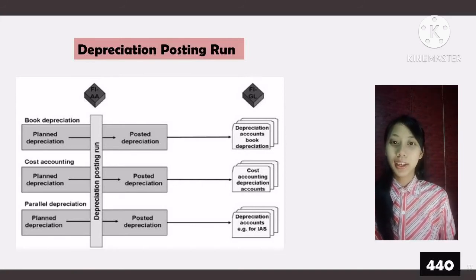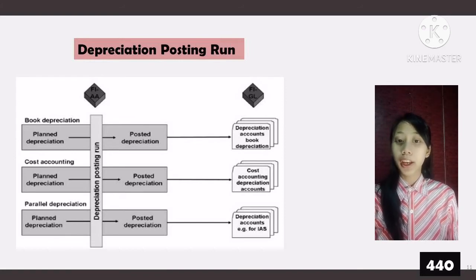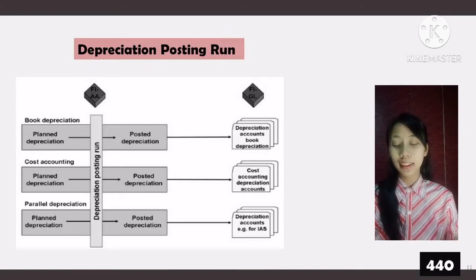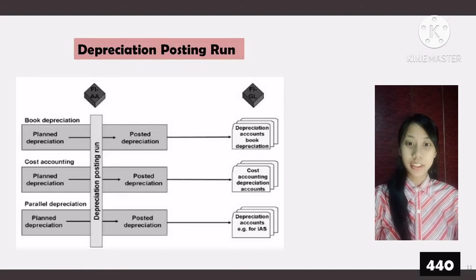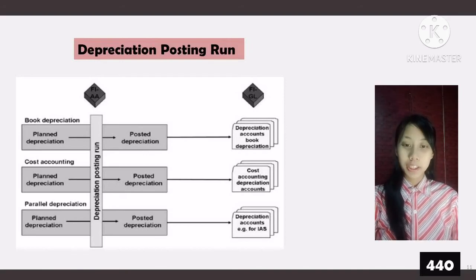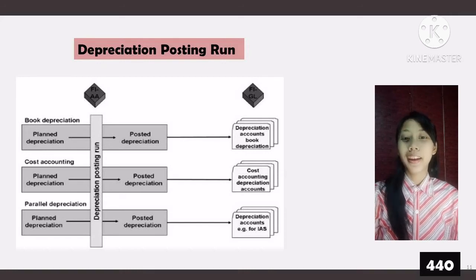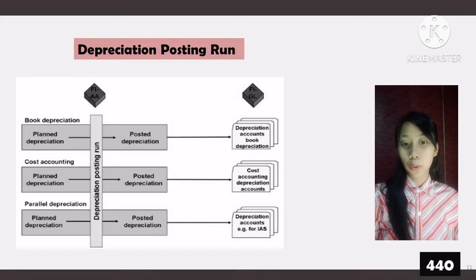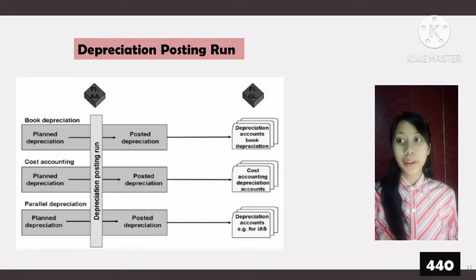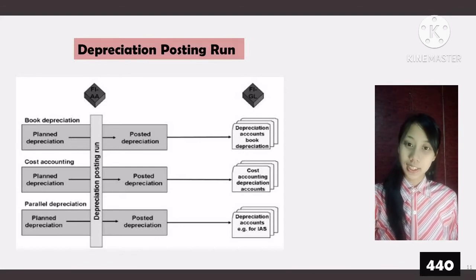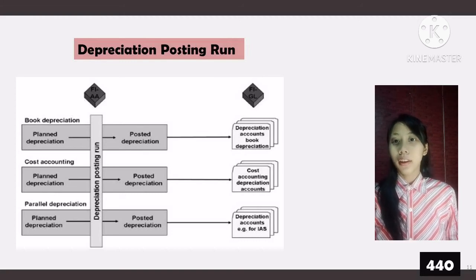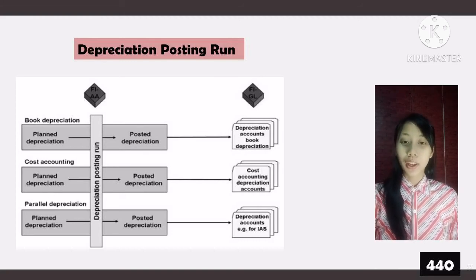And the depreciation itself will actually post in the asset accounting and the general ledger only when the depreciation posting run has been completed, and the depreciation itself is posted to the corresponding depreciation account in the general ledger, and also to the management accounting object that is assigned to the asset master record.